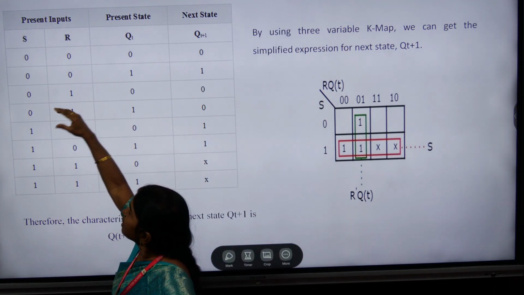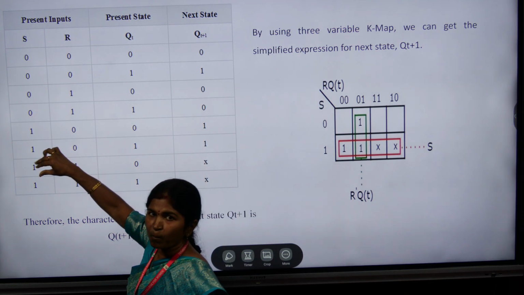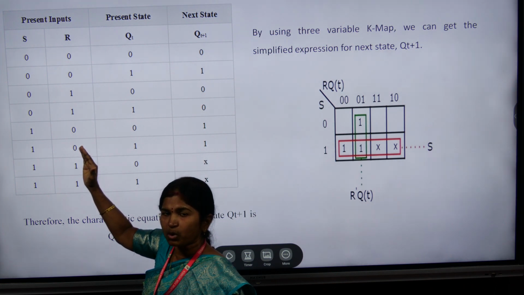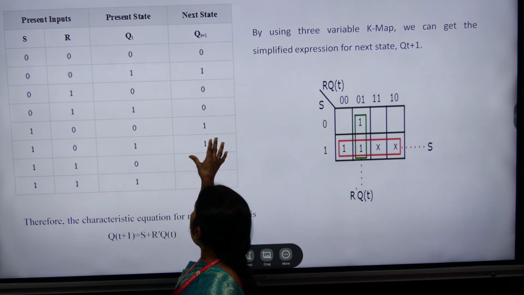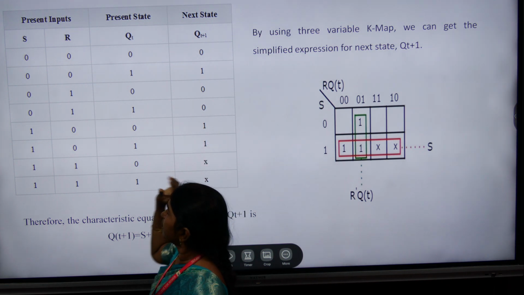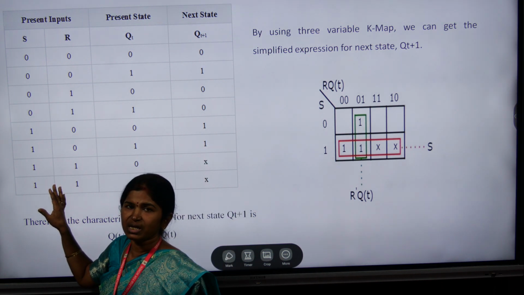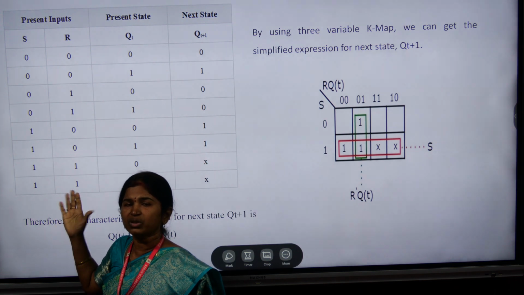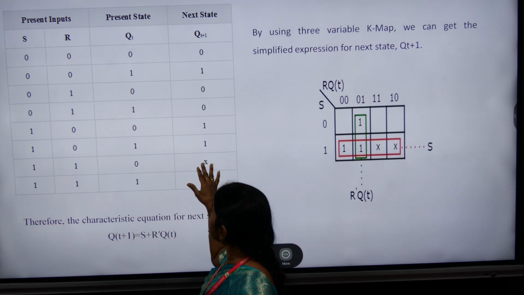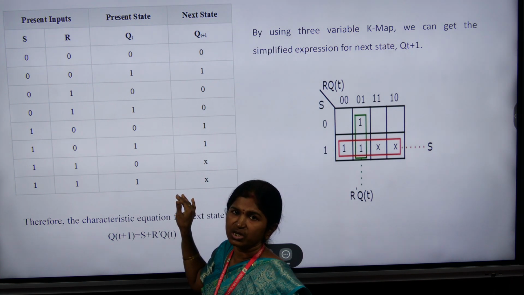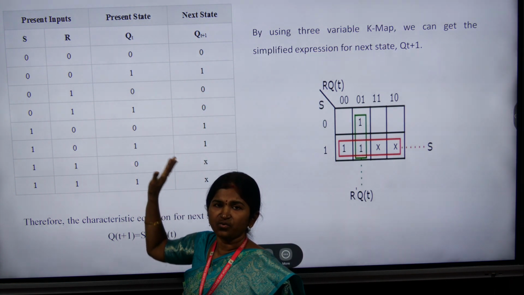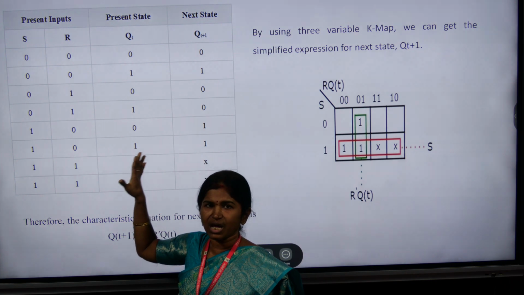Next, when I am taking the value of S as 1 and R value as 0, I am getting 1 in the next state, that is, the flip-flop is set. Next, the fourth condition I am taking is S as 1 and R as 1. In that case, I am getting the don't care condition, that is the invalid condition. So this is the structure of the characteristic table of the SR flip-flop.